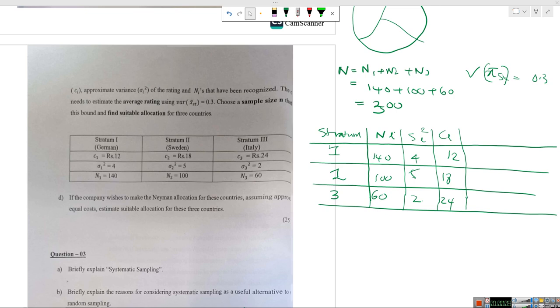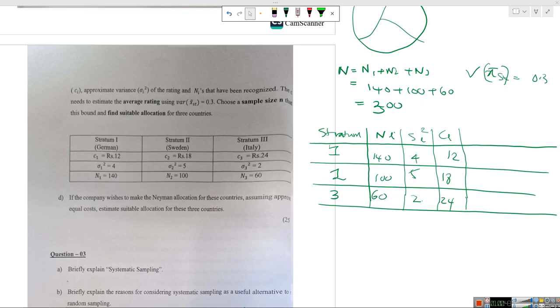Right. So now, even though they have asked to find the Neyman allocation, since they have given the costs, we are supposed to find the optimum allocation results also. So for optimum allocation, we have to find the sample size. How many samples are we going to allocate using our allocation?